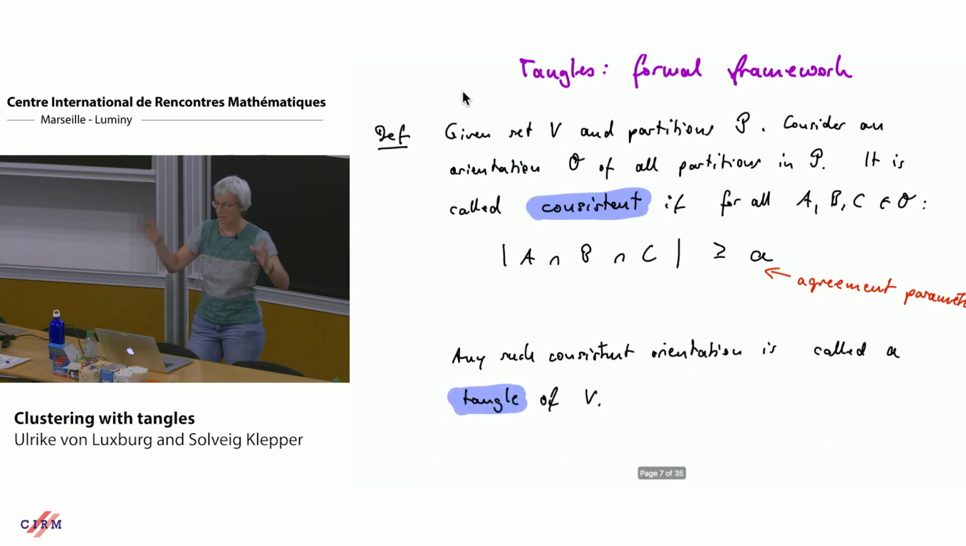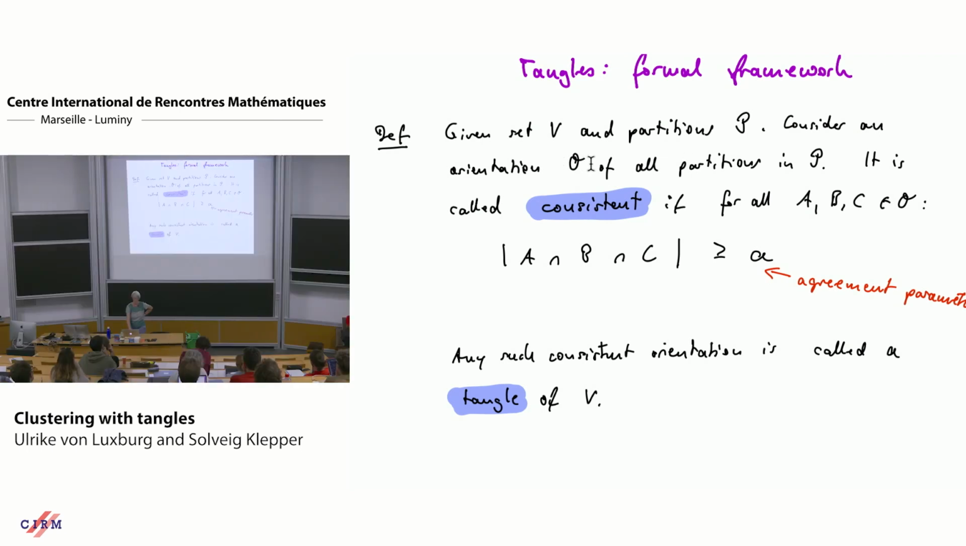Let's go back one slide and say it again. We have the set of vertices, we have the partitions, we fix an orientation for all of these cuts, and then we say this joint set of orientations is consistent if, for any choice of 3 hyperplanes, the number of points in the intersection is larger than A. So A is a crucial parameter in this whole framework. It's called the agreement parameter. And any such consistent way to orient the hyperplanes is called a tangle of the set. And these are the objects we're after.